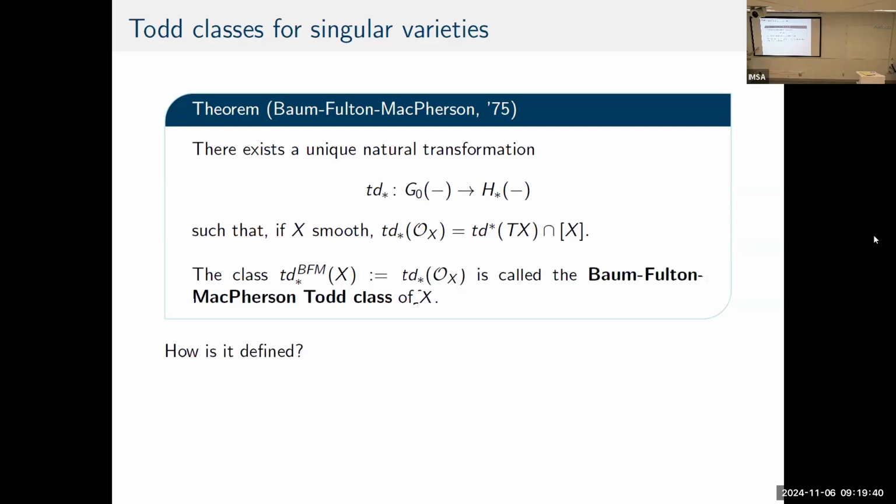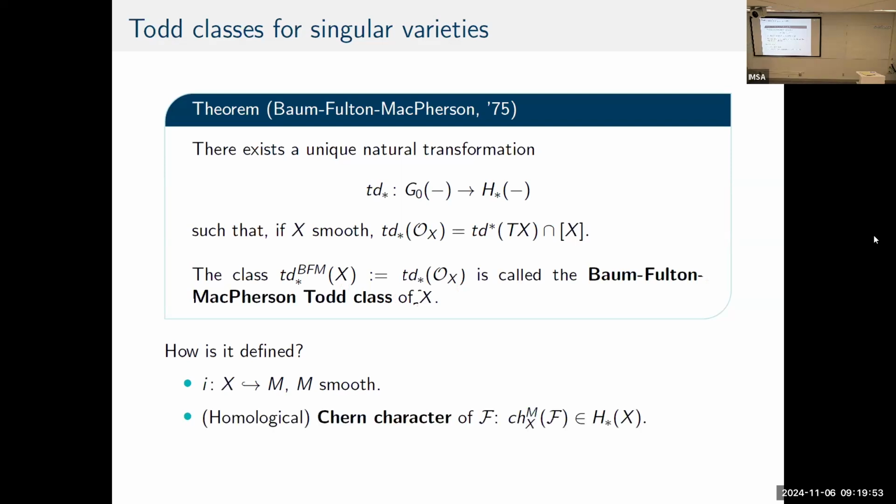Okay, so now I say some words about the definition. We take an embedding of a possibly singular variety into a smooth one. And now Baum, Fulton and MacPherson define a homological Chern character of a coherent sheaf depending on the embedding. I will not enter into the definition, but when we are in the smooth case, the embedding taken to be the identity recovers the Poincaré dual of the Chern character of the coherent sheaf.